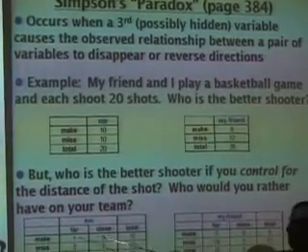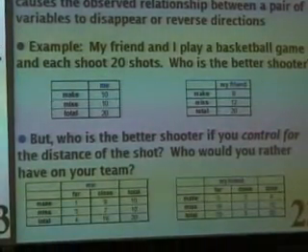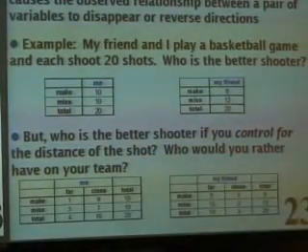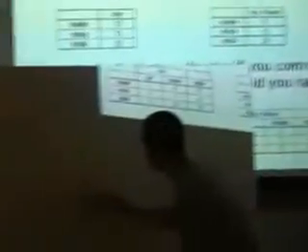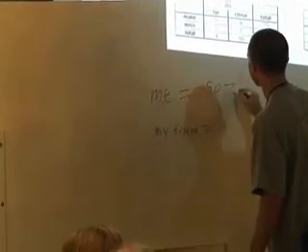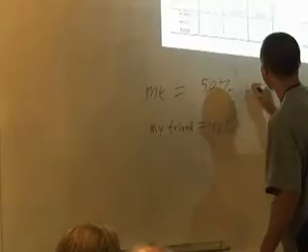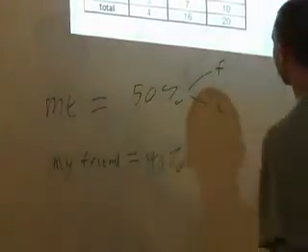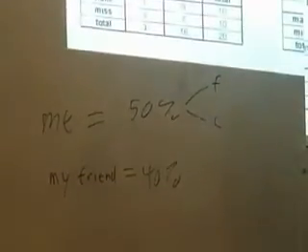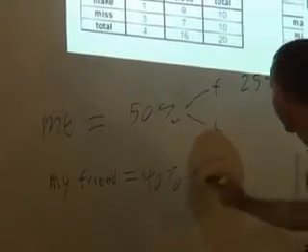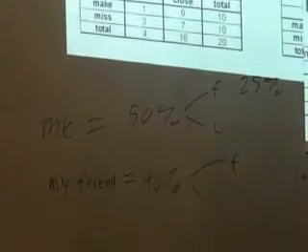What can happen, right? If you look at me, in aggregate, okay, I'll do the aggregate first. This is me, this is my friend. In aggregate, I am 50%, my friend is 40%. But if you break that down into far and close, from far, I am 25%, and my friend is 33%. So he's actually better than me from far away.